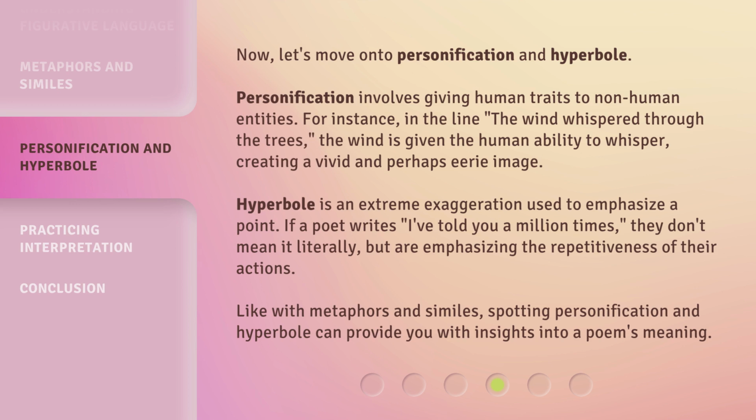Hyperbole is an extreme exaggeration used to emphasize a point. If a poet writes, "I've told you a million times," they don't mean it literally, but are emphasizing the repetitiveness of their actions. Like with metaphors and similes, spotting personification and hyperbole can provide you with insights into a poem's meaning.